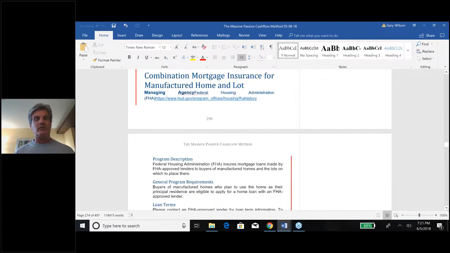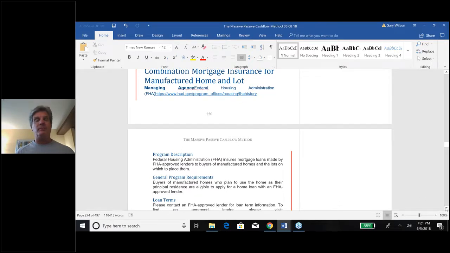Combination mortgage insurance for manufactured home and lot. Well, I've never been a big fan of mobile homes, but I will tell you across the U.S. in particular, I've met several of our students, investors, who do invest in mobile home parks, and at least 3 of them have made huge profits doing it. Fundamentally, the ones I've known who have been the most successful did not own the mobile homes. They just simply owned the mobile home park. And they leased the individual spots to the people who want to park their mobile home on the spot and pay them a monthly lease.